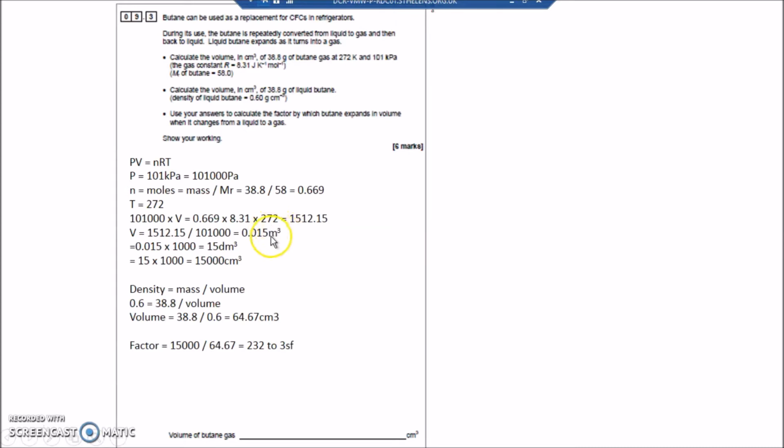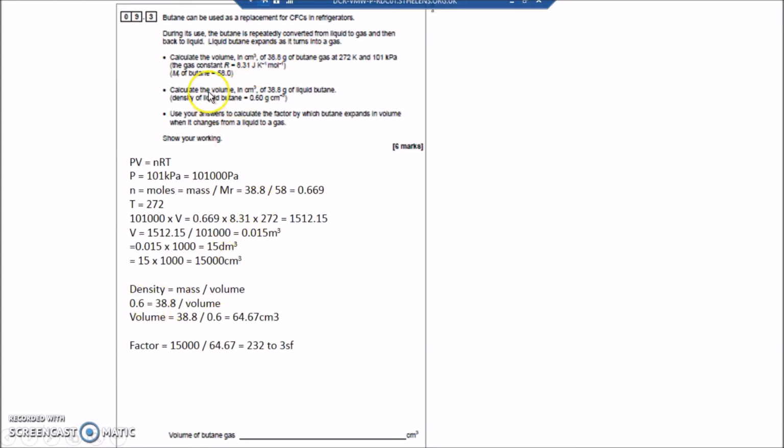0.015. It comes out in metres cubed, so volume is in metres cubed. To convert metres cubed down into decimetre cubed, I multiply by 1,000. So a large unit like metres cubed down into decimetre cubed, multiplied by 1,000, that's 15 decimetre cubed. And to get into centimetres cubed, I multiply by 1,000 again to get into an even smaller unit, 15,000 centimetres cubed. So calculate the volume in centimetre cubed. I've done that. 15,000 centimetre cubed of butane gas.